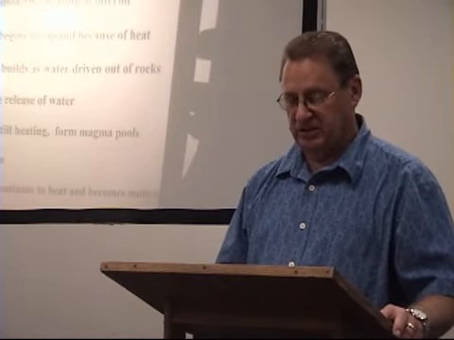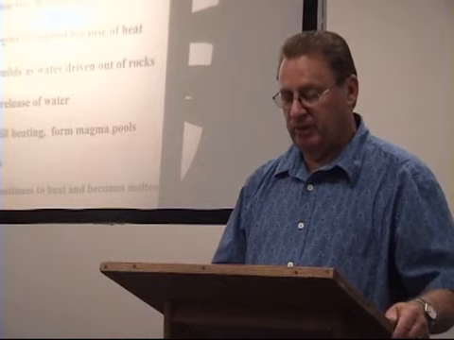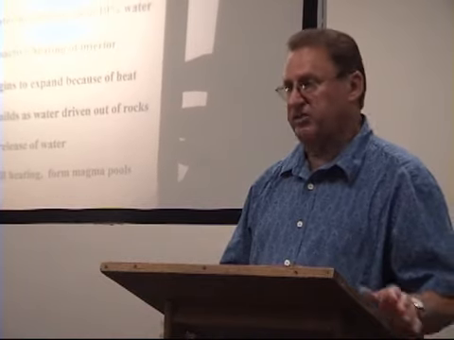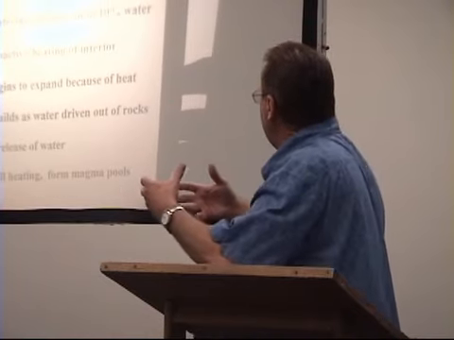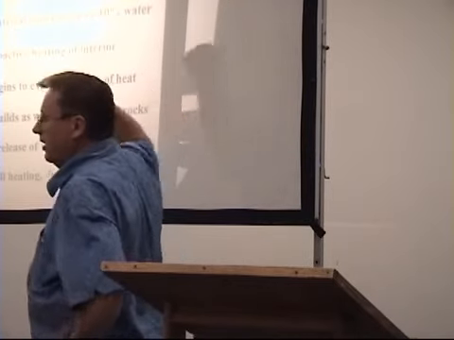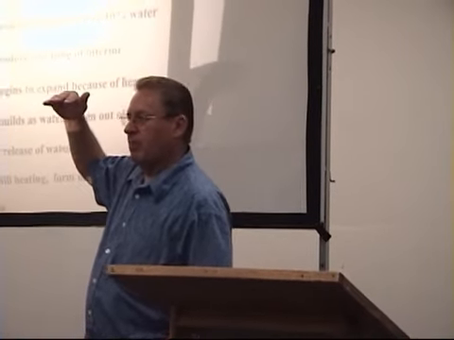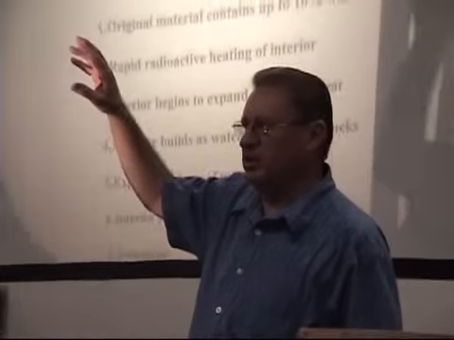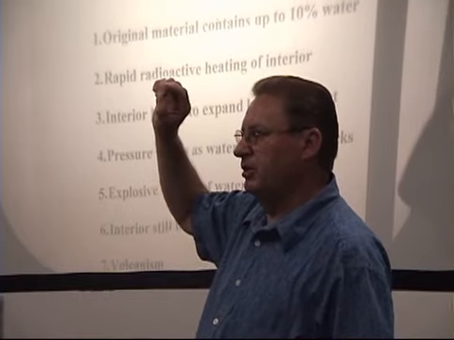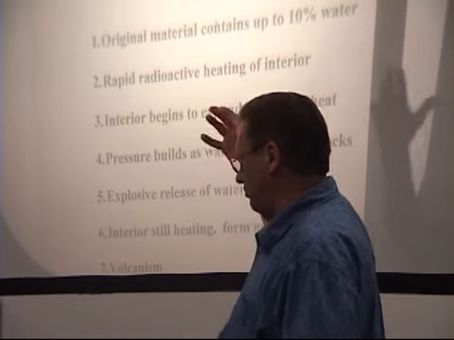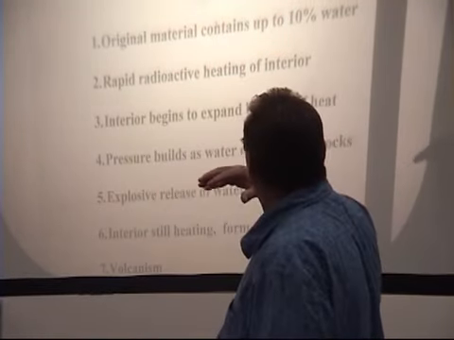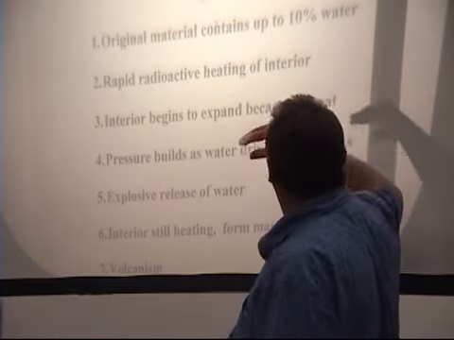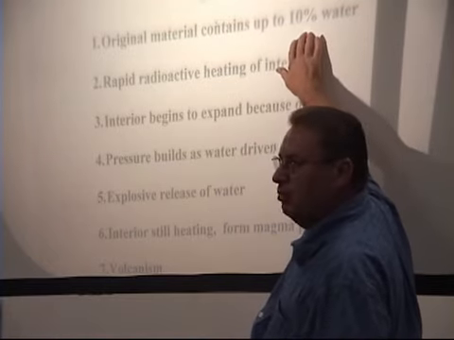Now, a similar situation exists for the other inner planets. Rapid radioactive heating of the planetary interiors. They started off cold and radioactive heating occurred. We need one additional factor in this. When we look at the meteorites that we have coming in from outer space, we find that the ones which are typical of what the Earth was made up of contain minerals which had up to 10% of water.